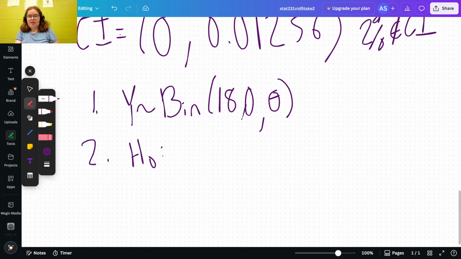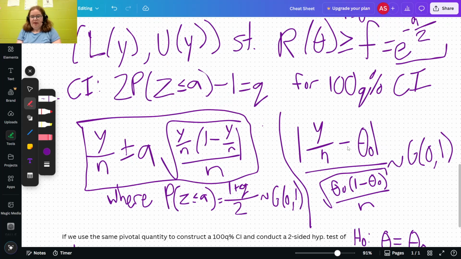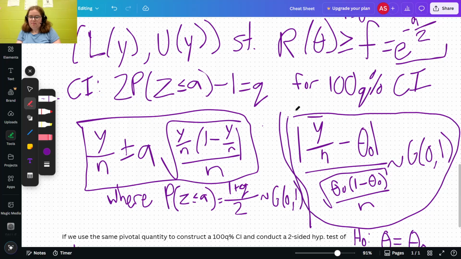We're saying it's going to be theta is equal to 0.02, and we're just doing a two-sided hypothesis again, so our alternative hypothesis is that theta is not equal to 0.02. And then step 3, we want to calculate our test statistic D. So I have that over here. This is our random variable for this scenario.